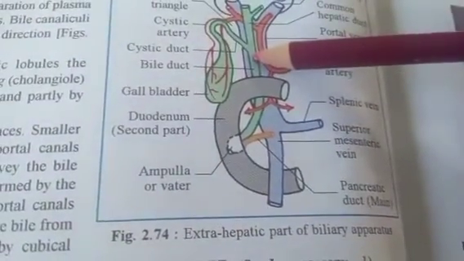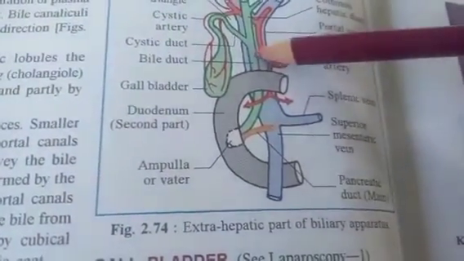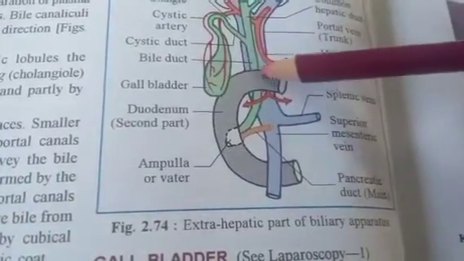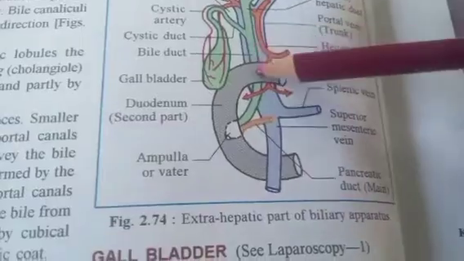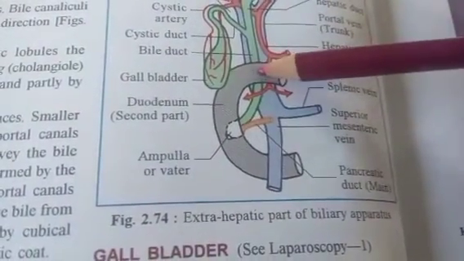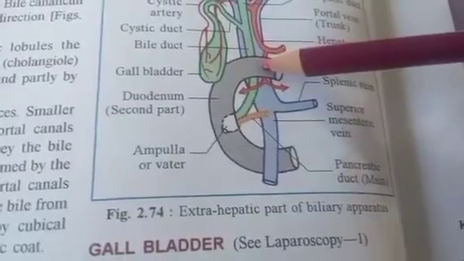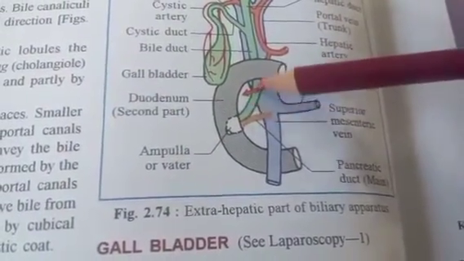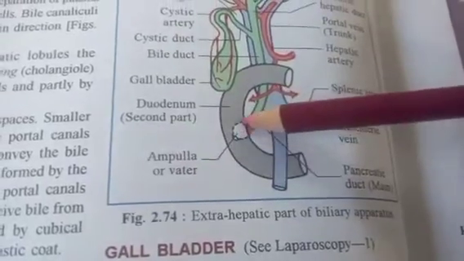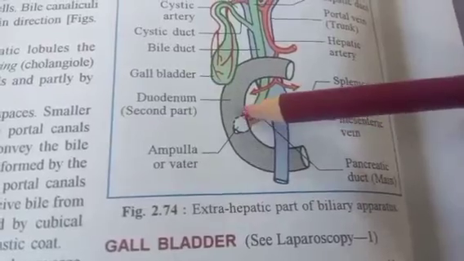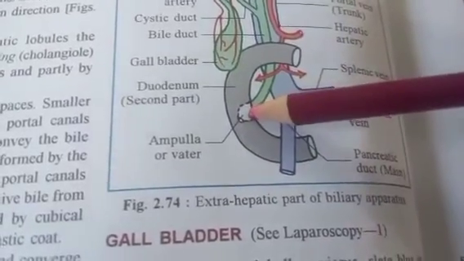The bile duct has 4 parts. This one is known as the supraduodenal part, which lies above the first part of the duodenum. The second part, which lies behind the first part of the duodenum, is known as the retroduodenal part. This one is the third part, known as the infraduodenal part, and this one is the fourth part, which lies inside the wall of the duodenum. That's why it is known as the intraduodenal part.